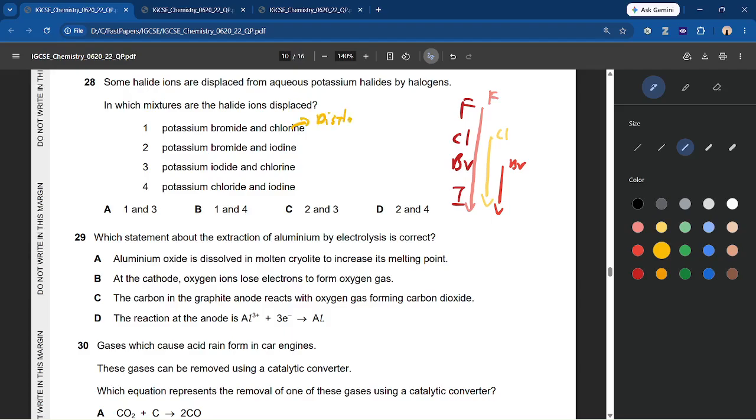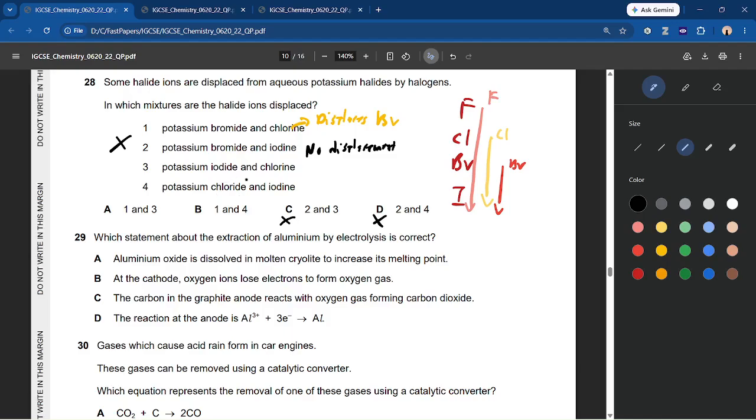Displaces Br. Potassium bromide and iodine: iodine does not, no displacement. So we can immediately cut off anything that has two. So this and that will be gone.